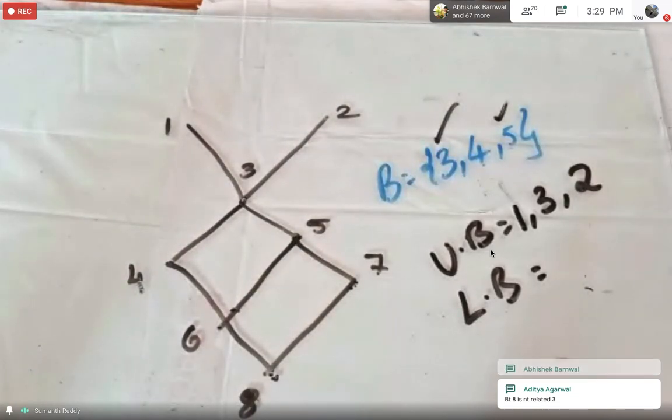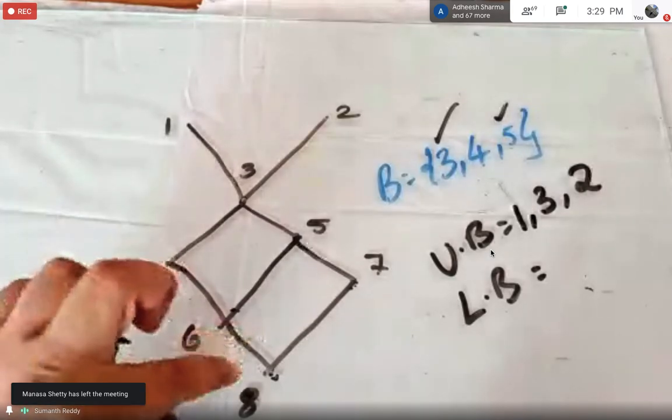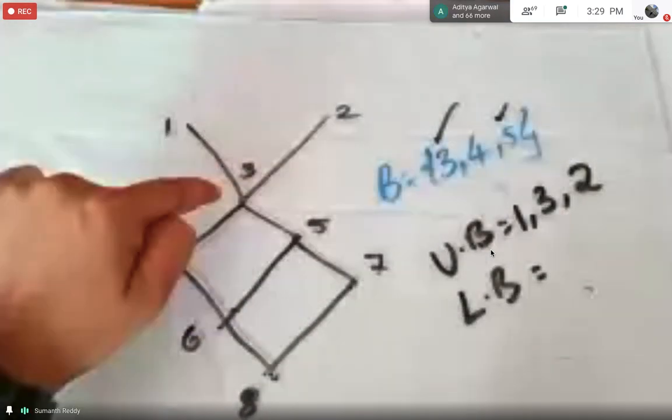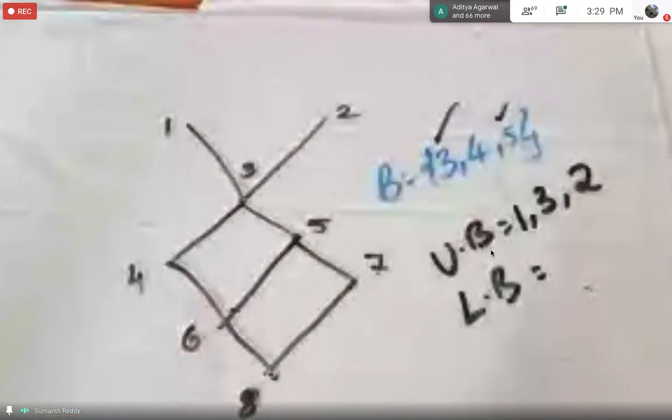But 8 is not related to 3. No, Aditya, you just observe here. Actually, 8 is related to 6 and 6 is related to 3. And based on the transitive law, 8 is related to even 3. Aditya, actually, it is not directly related, but the thing is 8 is related with 6 and 6 is.